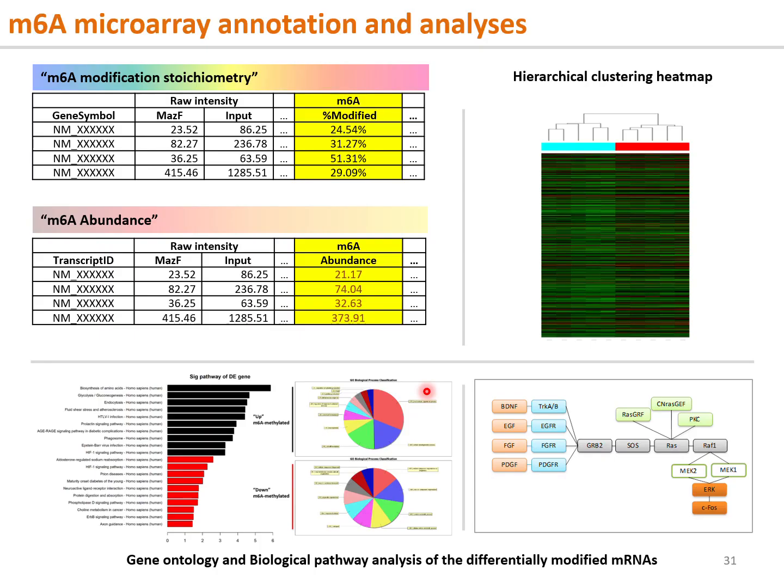Here, the two key measurements, m6A modification stoichiometry, such as 24% or 51% modification, and the m6A abundance for each site are calculated. Differential modification analysis is performed to compare groups or conditions for both modification stoichiometry and abundance. The differentially modified RNAs are subjected to gene ontology functional analysis and biological pathway analysis, which help to gain functional insight into m6A impacts on biology and disease. The m6A profiles are hierarchically clustered and presented in heat maps.